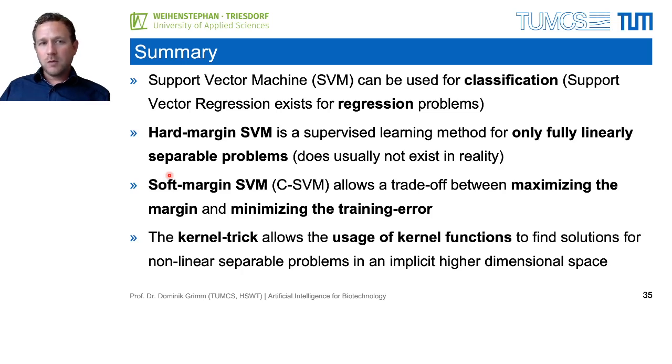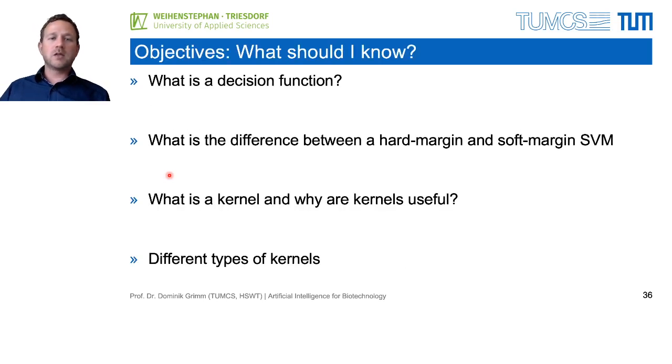So what should you know from this lecture? You should know what a decision function is and what a hyperplane is. What is the difference between the hard margin SVM and the soft margin SVM? And what different types of kernels exist? Why do I need a kernel? Why are kernels useful? And you should know some of the basic kernels like the polynomial kernel or the RBF kernel, because these are some of the most used kernels, and these are the kernels that you might find in all of the scientific literature.